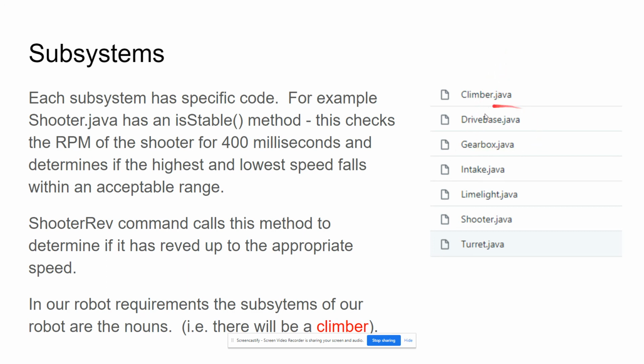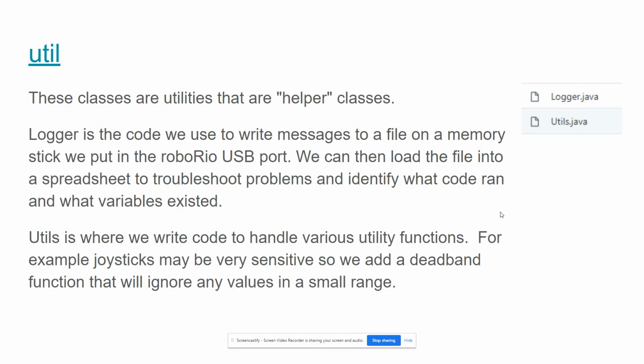You'll notice we don't have our storage system. And basically our storage system is incorporated into the shooter and intake. We would probably separate those in the future because we found that was one area that we could improve our robot on. You can always improve. There's also a utilities folder, and so these are kind of helpful classes.